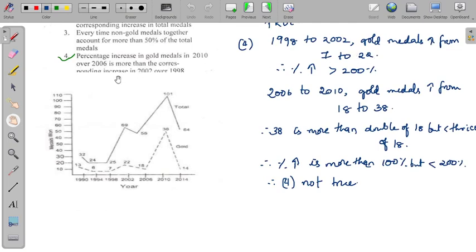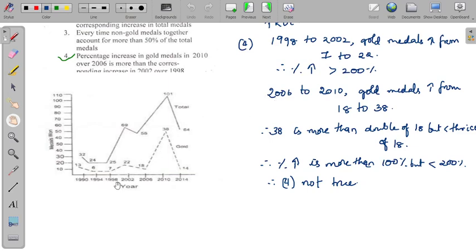The fourth option is the percentage increase in gold medals in 2010 over 2006. We have to find out if it is more than the corresponding increase in 2002 over 1998. So for the percentage increase in gold medals from 1998 to 2002, let us find it first. Gold medals increased from 7 to 22. Therefore the percentage increase will be more than 200%, because 22 is more than 3 times 7. 7 times 3 is 21, so it is more than 200%.